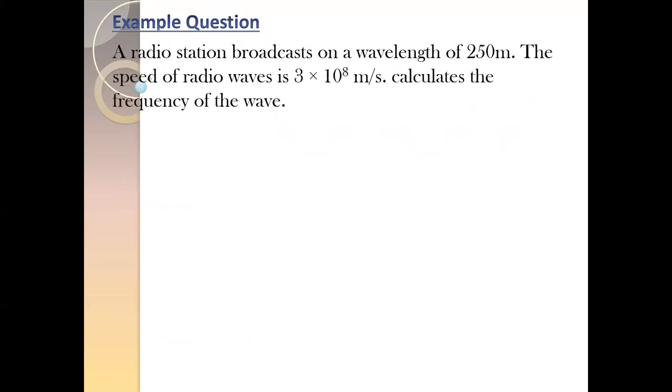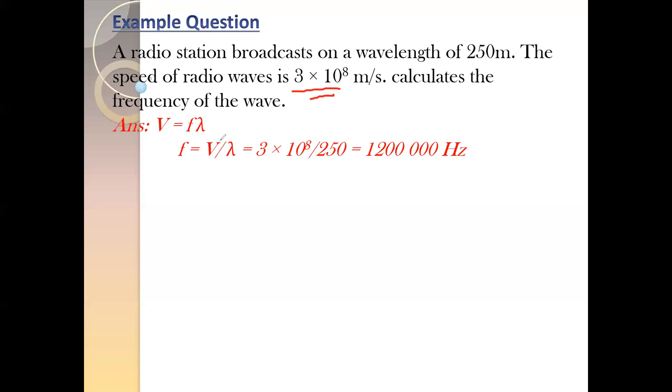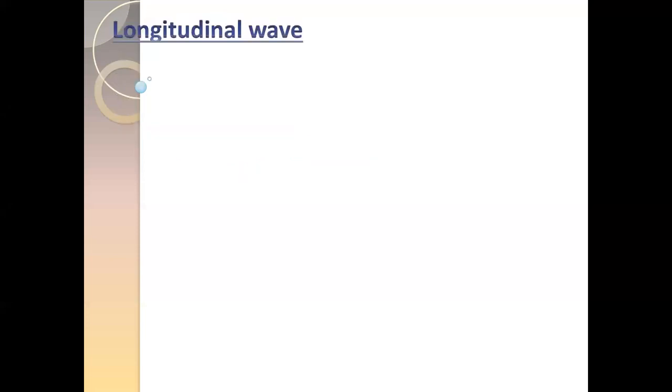Then another example: a radio station broadcasts on the wavelength of 250 meters. The speed of the radio wave is 3 times 10 to the power 8. Calculate the frequency. How to calculate the frequency? We have the formula V equals F lambda. So F is V divided by lambda. V is the speed, which is 3 times 10 to the power 8. And lambda is the wavelength, which is 250. When we divide, it will be 1.2 times 10 to the power 6 hertz, or 1.2 megahertz, or 1200 kilohertz.